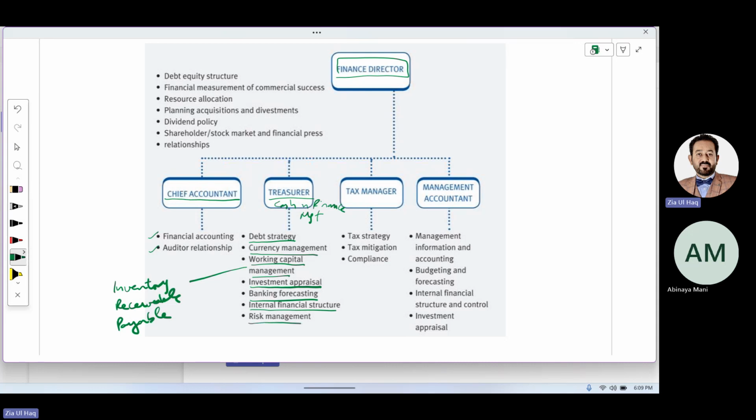And risk management means the business is facing different risks. How to manage those risks? How much money should the business keep as a reserve to manage those risks? Who will decide? The treasurer.